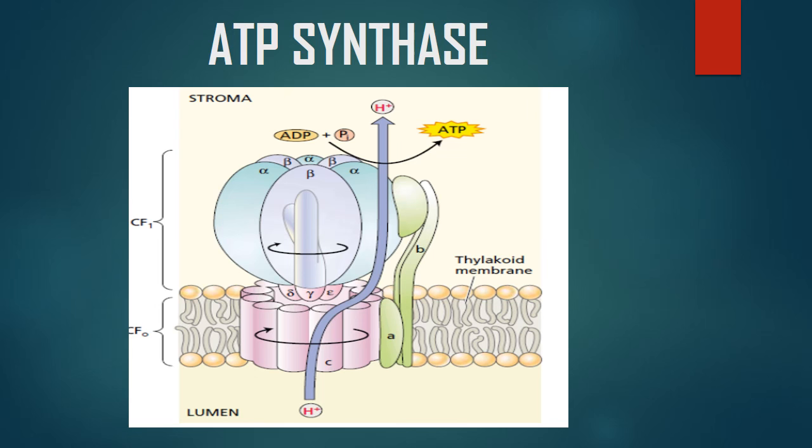The CF1 portion of the ATP synthase enzyme is the complex that helps in the synthesis of ATP. In the CF1 complex, adenosine diphosphate, that is ADP, gets attached to an inorganic phosphate to form ATP. In this process, one proton is transferred from the lumen to the stromal side.